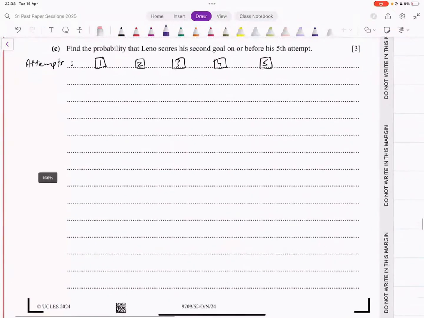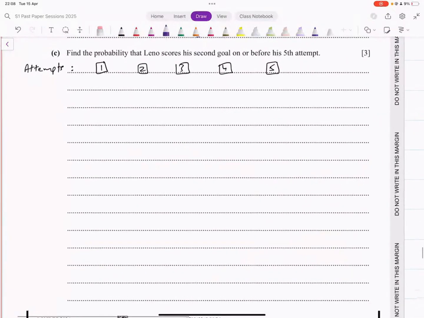So I've represented the number of attempts like this. The second goal should be on or before his 5th attempt. Okay, now this is actually trickier than before because it says on or before his 5th attempt. That will require us to use a number of cases actually. The second goal is scored on or before his 5th attempt. So one possibility is that the second goal is scored here. Another possibility is the second goal is scored here or here or here.